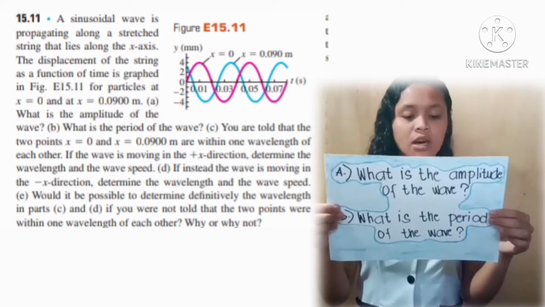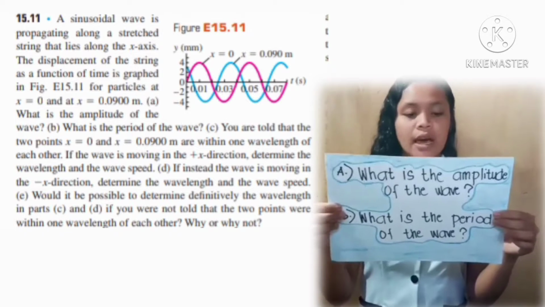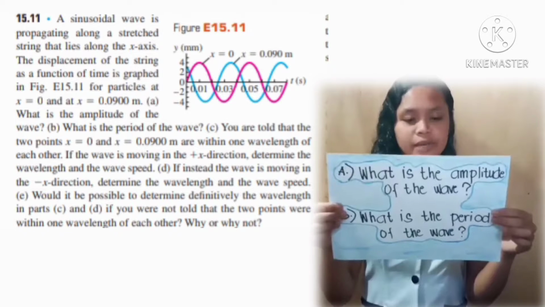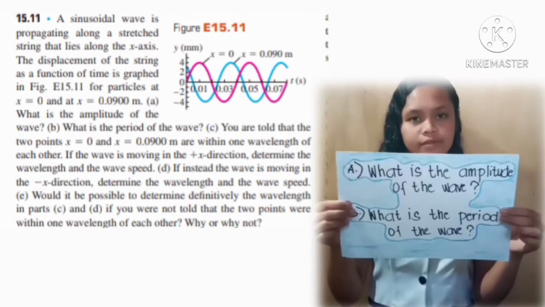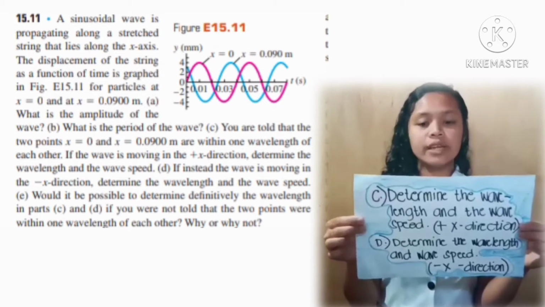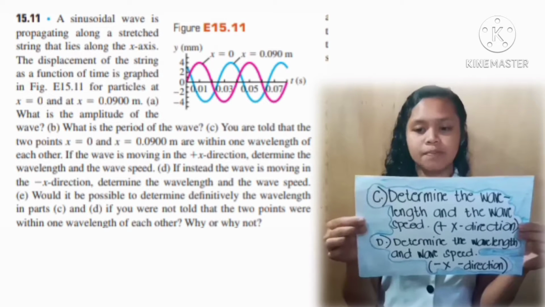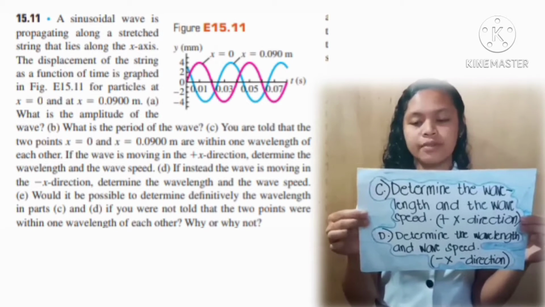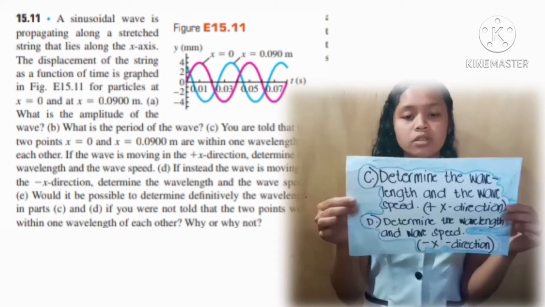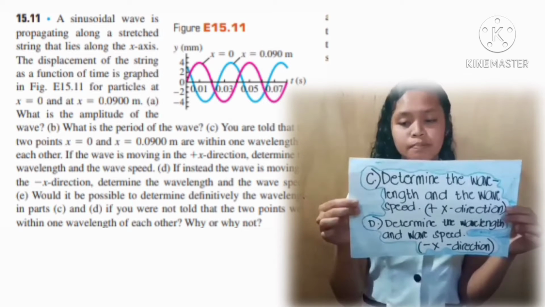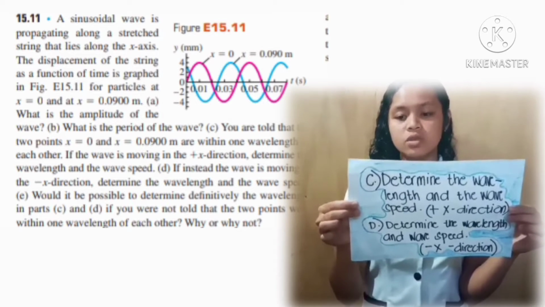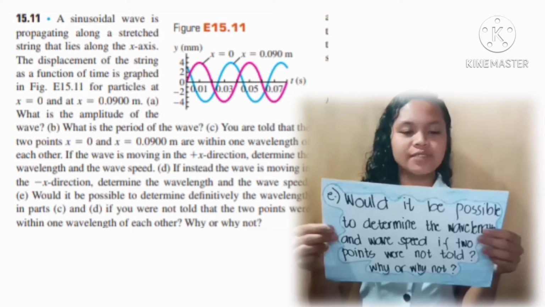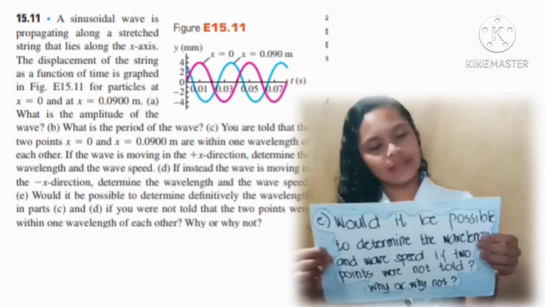First, letter A, what is the amplitude of the wave? We are going to find the amplitude of the wave using its formula. Letter B, what is the period of the wave? Letter C, we are going to determine the wavelength and the wave speed running in the positive x direction. And letter D, we are going to determine the wavelength and the wave speed, and this time it is running in the negative x direction using the same formula.